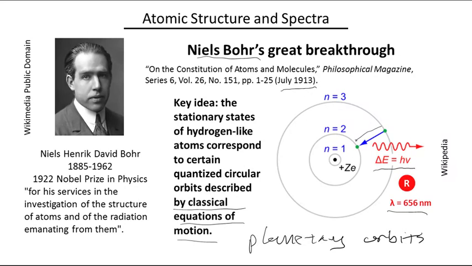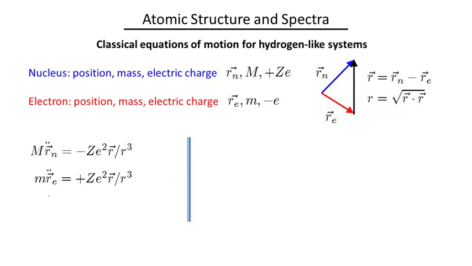Okay, so let's see what classical mechanics tells us about these hydrogen-like systems. We have a single nucleus with a position denoted by R sub n, the mass capital M, and a charge of plus Ze. Z is the atomic number, so it would be 1 for hydrogen, 2 for helium, 3 for lithium, and so on. And then e is what we call the specific charge, that's the absolute value of the charge of the electron. Then there's the electron with a position described by a position vector R sub e, little mass m, and a negative charge of minus e.